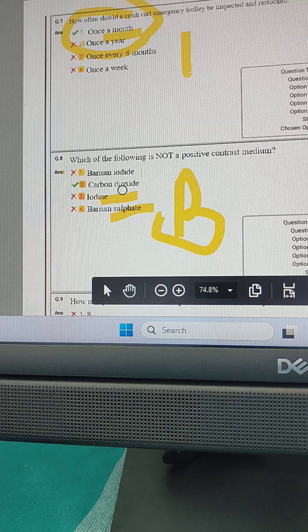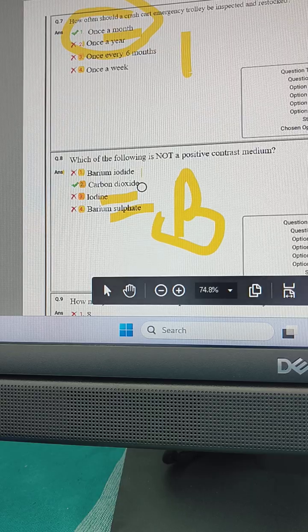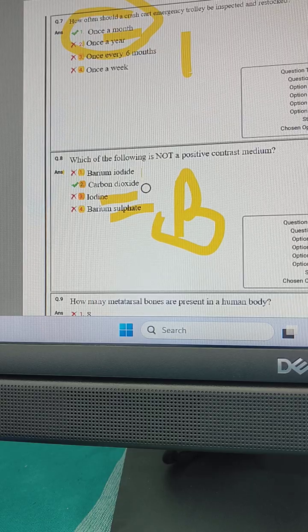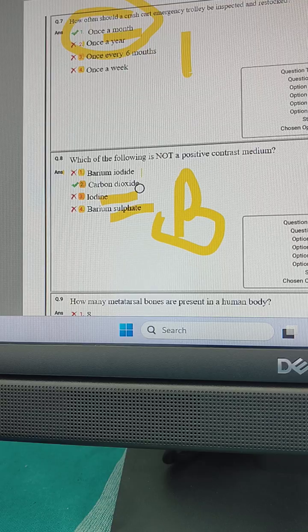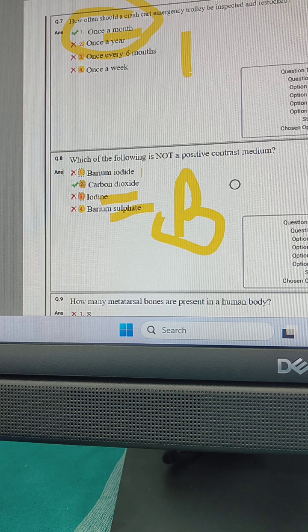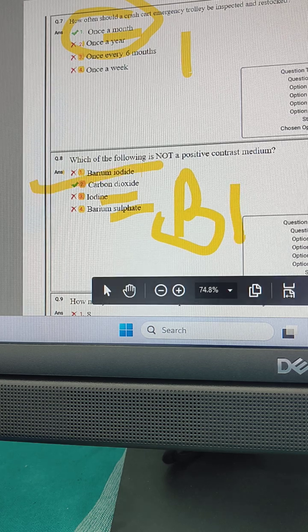Kindly note: carbon dioxide, air, or water are negative contrast, and pineapple juice can be given to the patient in MRI, or in a barium enema. Sometimes water can be given, but the correct answer to this question is B, carbon dioxide.